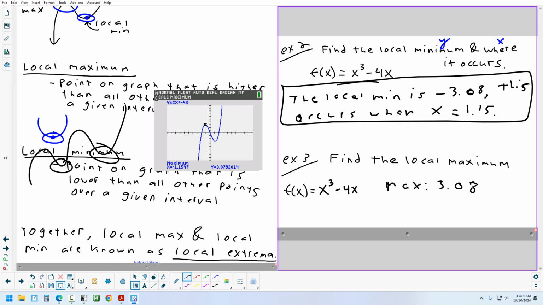So I'm going to write this answer a little different. The max is 3.08, and this occurs when x is negative 1.15. So at least if you write it that way, I know you know the difference between what the maximum is versus where it occurs.